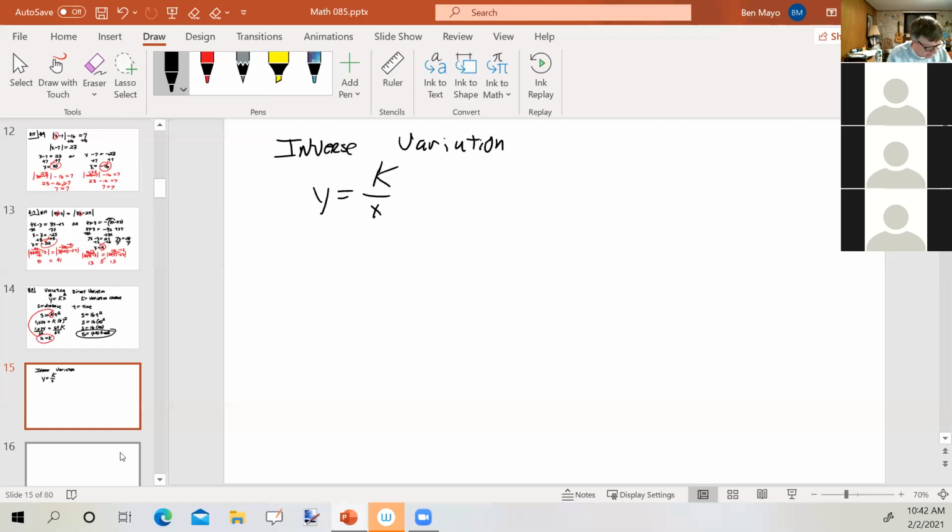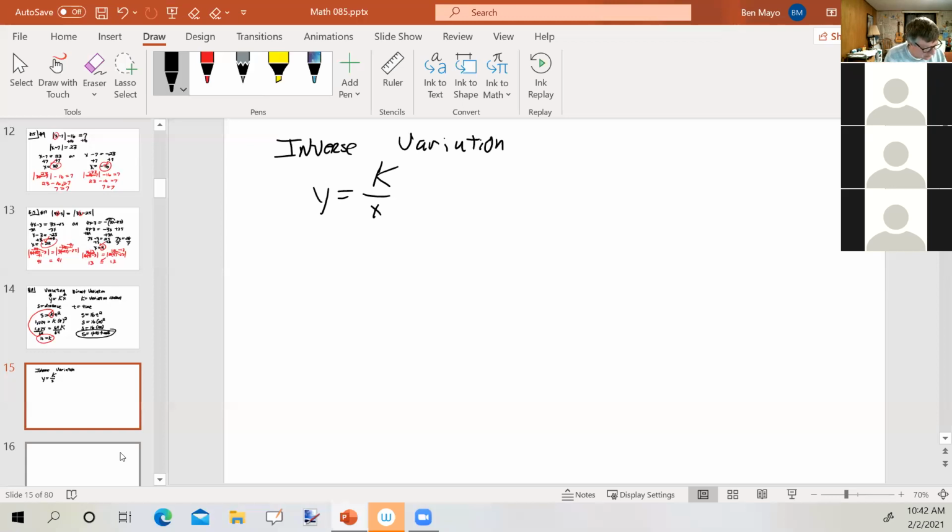Okay. This problem says organ pipes. The frequency of vibration of air in an organ pipe varies inversely to the length of the pipe. If a pipe 2 feet long vibrates 256 times per second, how many times per second will a 6-foot pipe vibrate? Okay, so what have we got here?